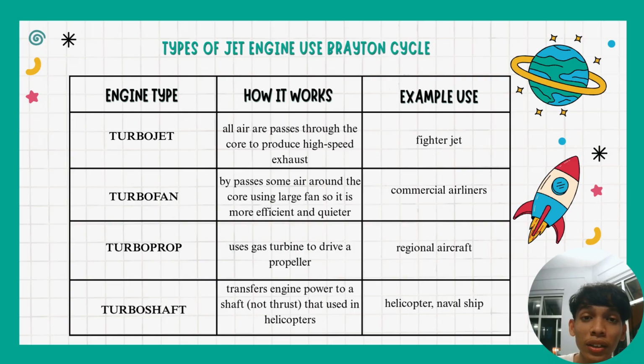The next one is turboprop. How it works is it uses a gas turbine to drive a propeller. Example use is regional aircraft. And the last one is turboshaft. How it works is it transfers engine power to a shaft, not thrust, as used in a helicopter. Example use is helicopter or naval ship.